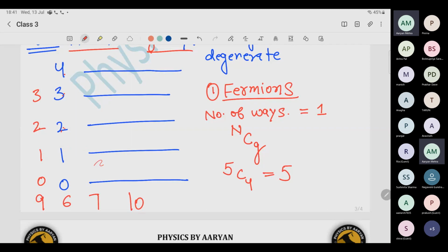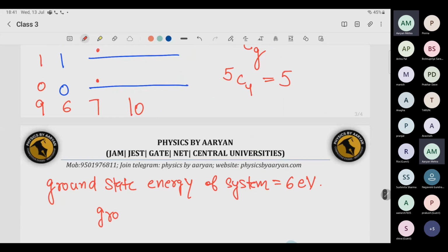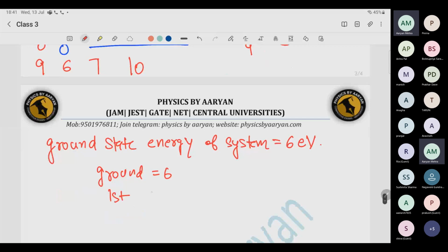And how does this come when we distribute in this way? Now tell me, what is the first excited state? It is 7. Just put 3 to 4. If they ask, the ground energy is 6 and the first state energy is 7.